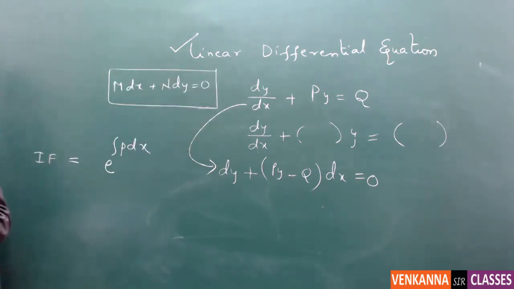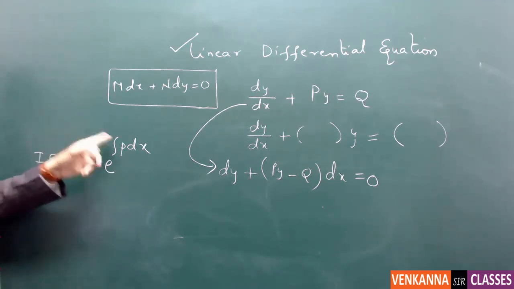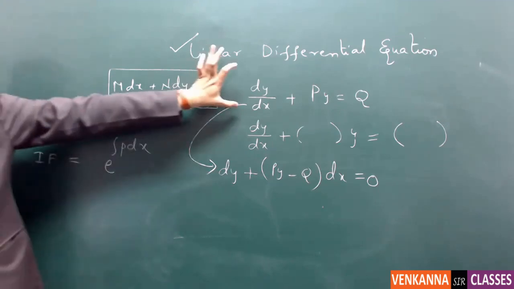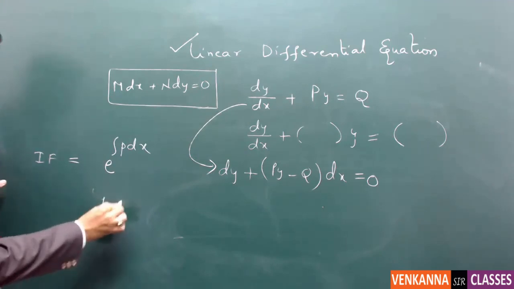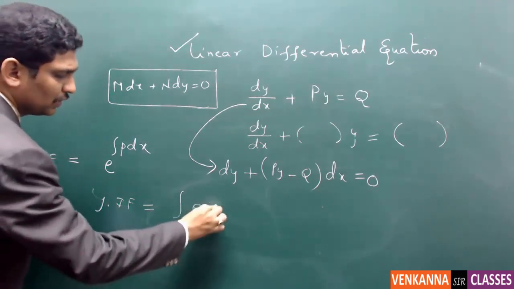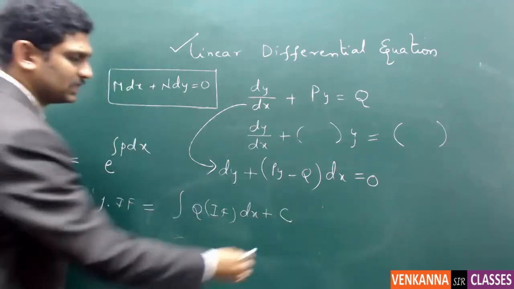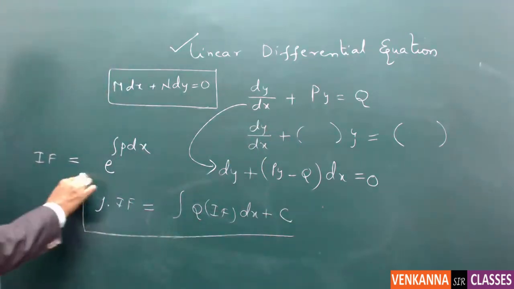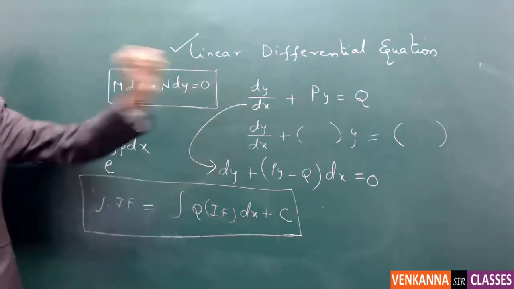Since it is a non-exact equation, the integrating factor should be found. So what is the formula for the integrating factor? It is e power integral p dx. And the solution of this equation is given by y into integrating factor equals integral of q into integrating factor dx plus c. So this is the formula for finding the general solution whenever you have a linear differential equation.